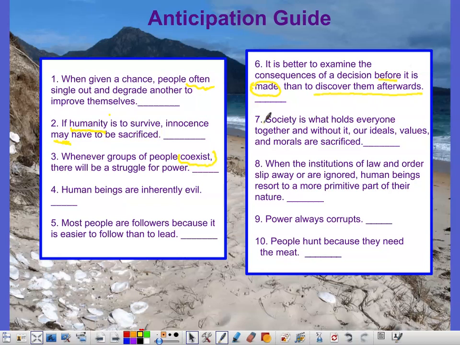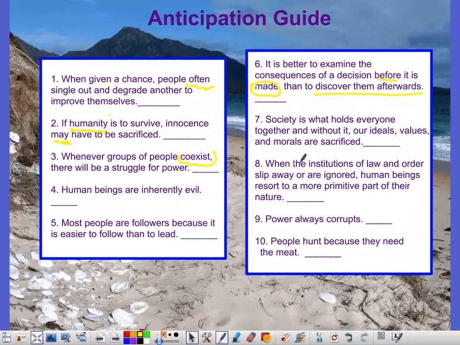Number 7, society or community structures are what holds everyone together. Without some kind of a society or a community framework or expectation, our ideals, our values, and our morals are sacrificed.